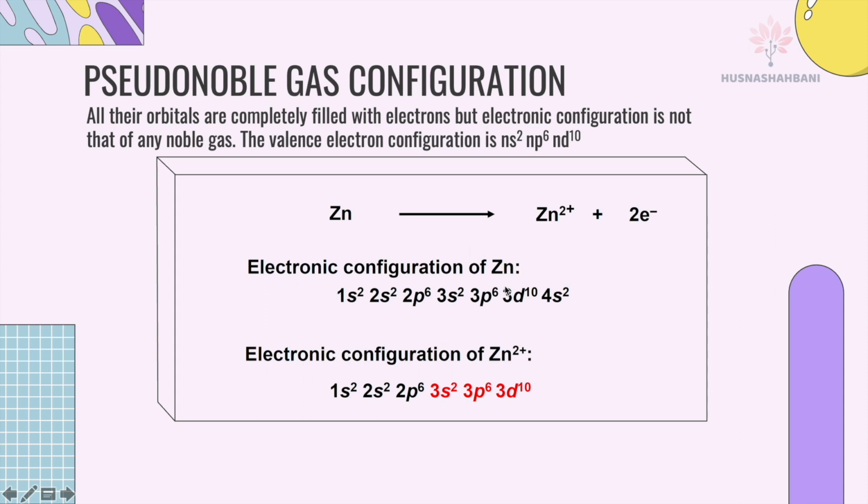For example, the zinc atom has a configuration up to 4s2, and if it becomes a zinc ion, it will be 1s2, 2s2, 2p6, 3s2, 3p6, 3d10. So this is pseudo-noble gas configuration. Valence electron configuration is ns2, np6, and d10. These are the pseudo-noble gas configurations.